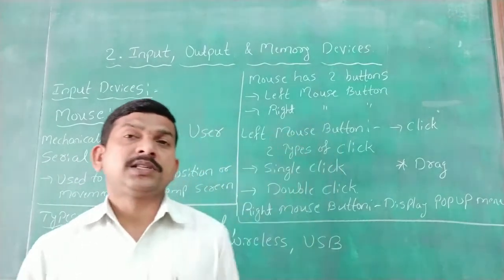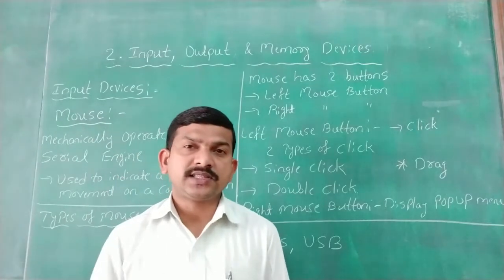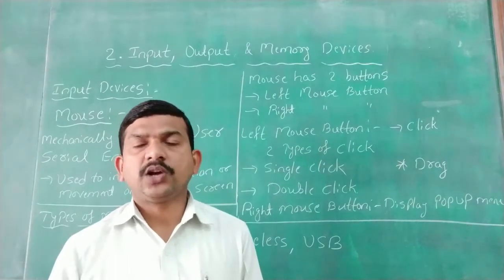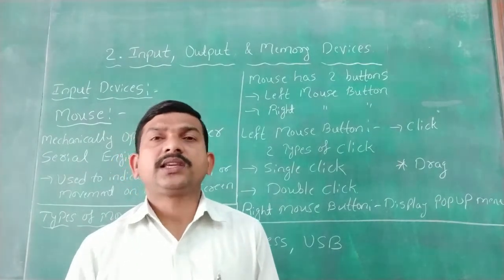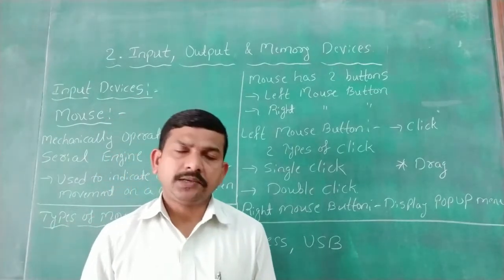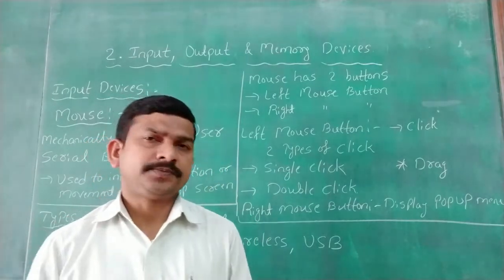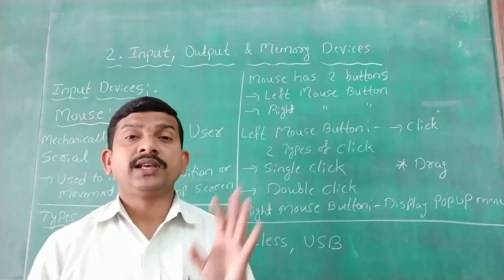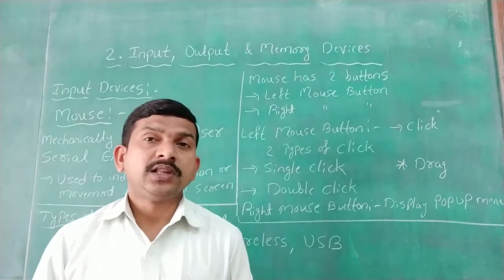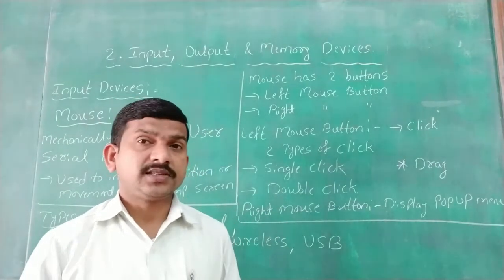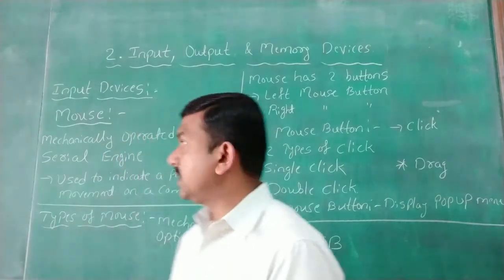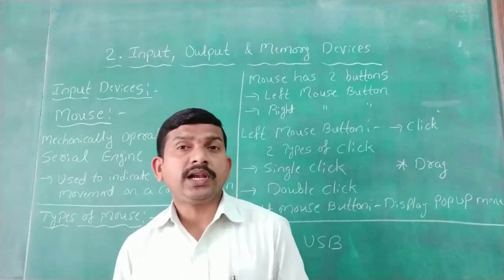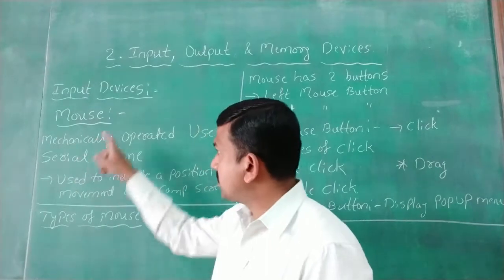So for input purposes, we use different devices. There are many input devices I already mentioned in the last class, like keyboard, mouse, scanner, light pen, OMR, OCR. In the previous video I already discussed the first input device, the keyboard: what it is, how it looks, and the different keys. Here we are discussing the second input device, one of the commonly used input devices, the mouse. So what is that mouse?